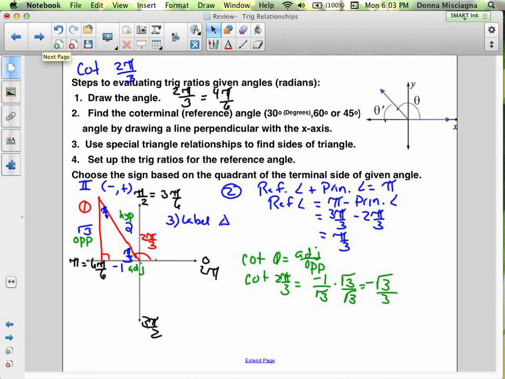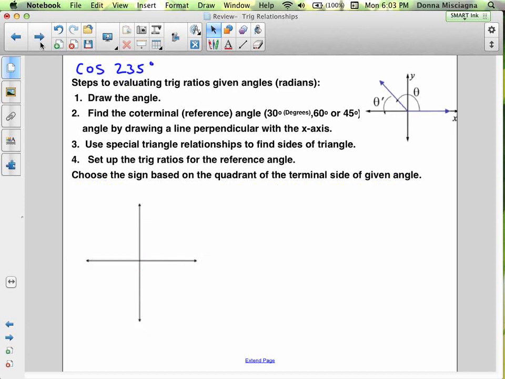These are all the steps, and this was step number 4. These are the 4 steps I'm looking for: that you graphed the angle and the triangle, that you found the reference angle, that you labeled the triangle, that you found the trig ratio. Those are the 4 steps. I cannot stress that enough.